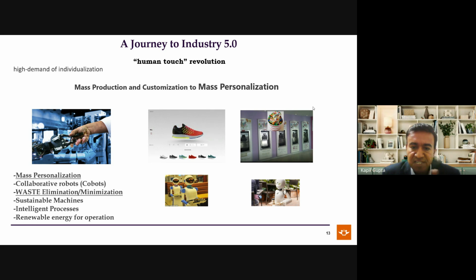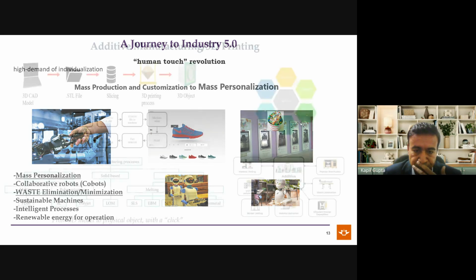If you want to understand this mass personalization, then a very basic and good example is customized shoe design. If you go to the website of any shoe company, let's say Nike, you can choose your sole, you can choose your color, the laces, and after selecting your particular shoe type, you can order and it will be delivered to your doorstep. So that is Industry 5.0, mass personalization. There could be many such examples, but I think I should go ahead now.